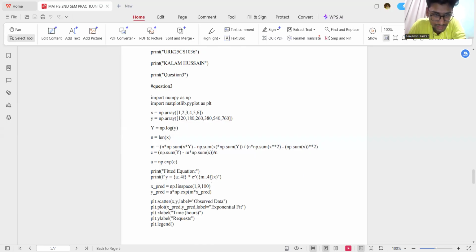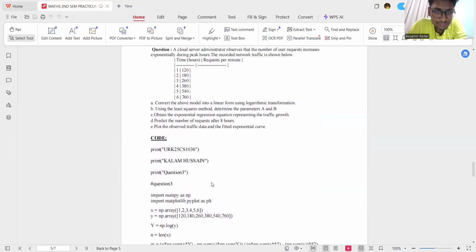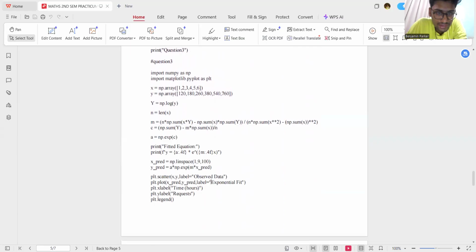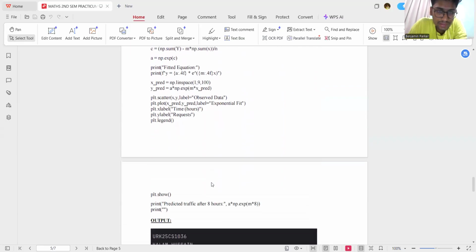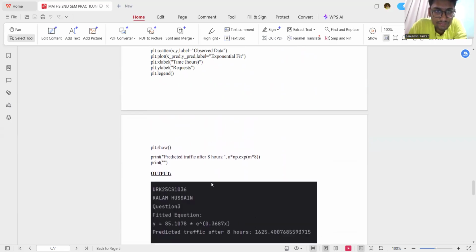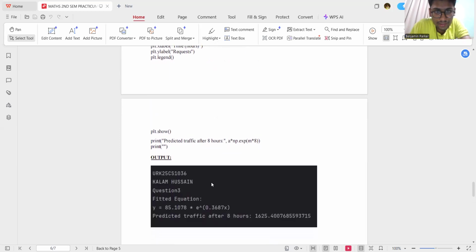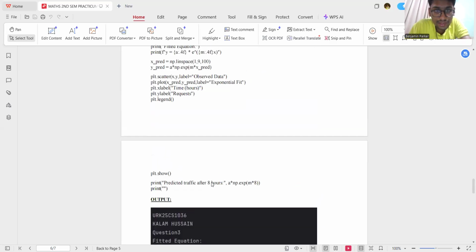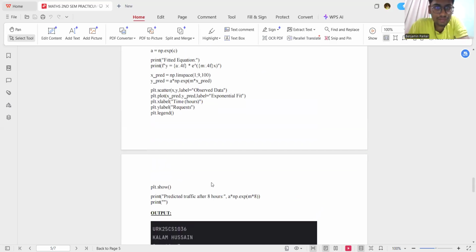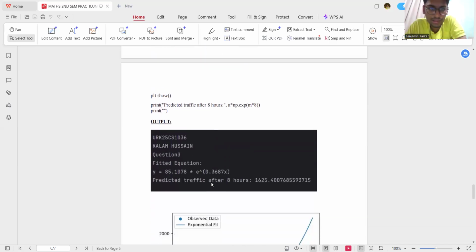After that we are predicting x and y from 1 to 9 with 100 points, and y is equal to a times np.exp(m times x prediction). After that we scatter x and y as the observed data, plot x prediction and y prediction labeled as exponential fit, and label the axes as time and requests. Then we plot and show, and print out the values. Here is the output.